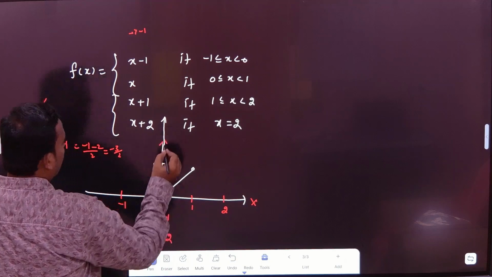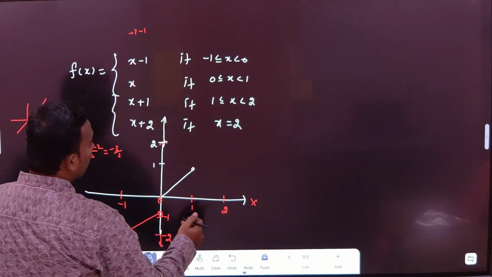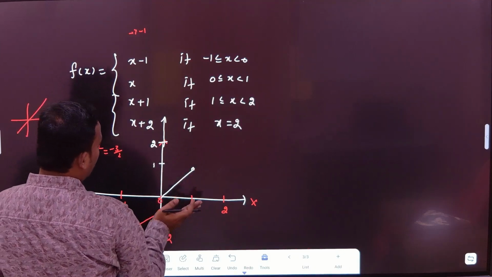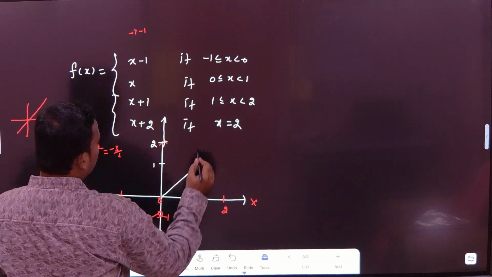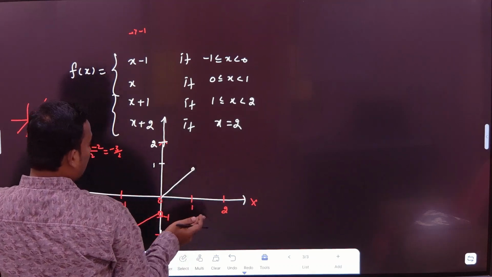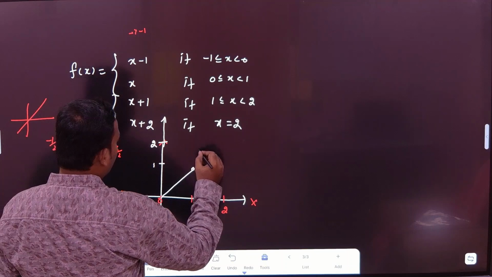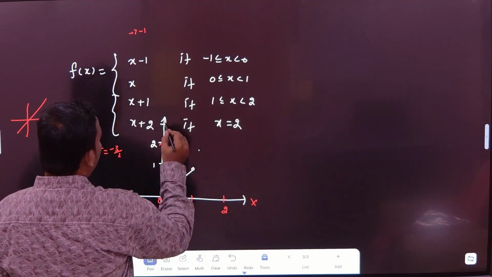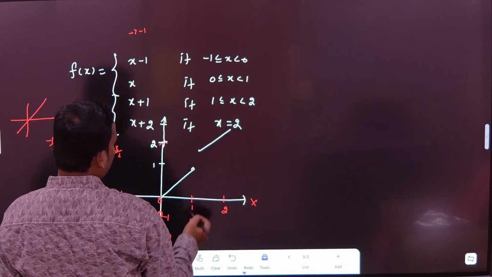If I take this is 2, right? When you take 1 to 2, x plus 1, you are just shifting 1 unit up, right? Y is equal to x, shifting 1 unit. So 1 to 2 will be x plus 1. If you put here 2, 2 plus 1, it is 3 here. The graph will be like this, right?